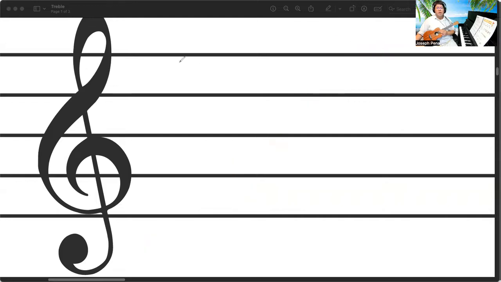Let's now go with the spaces. Let's write the following letters on our staff paper, please. D right there below. F, A, C, and E. Now, as you can see, this is a different order, but now they're on the space in between the lines.